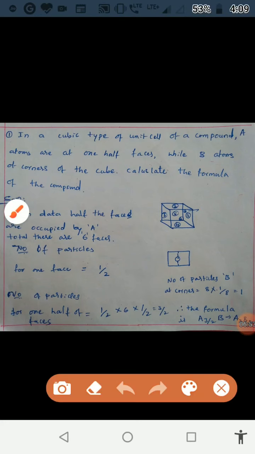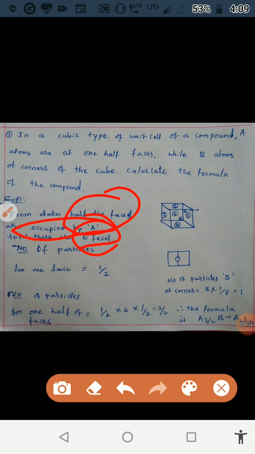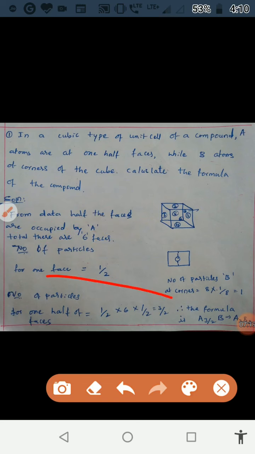From the data, they are telling half of the faces are occupied by A. That means out of 6 faces, half means there are only 3 faces. That is half of 6, and half of that particle will be contributed to that unit cell. Therefore, it is 1 by 2. Therefore, the number of A atoms is equal to 3 divided by 2.